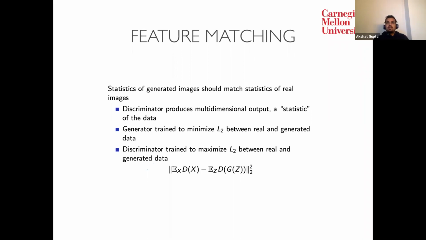Feature matching, what they say in the paper, is that the discriminator is in some sense outputting the statistics of the real data, and the generator is trained to minimize the L2 between the real and the generated data. The generator is trained at every layer to produce the same statistics that the discriminator would produce for real data and for the generated data. In this case, we're minimizing the L2 between these expectations.